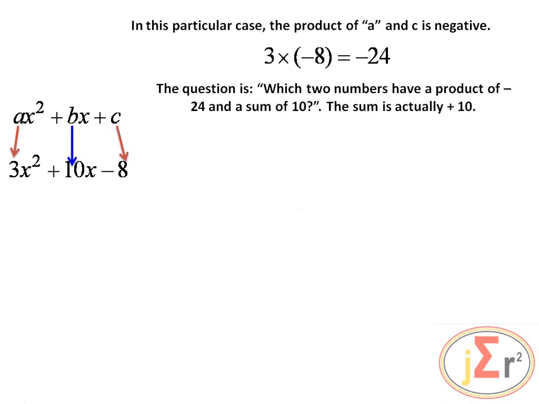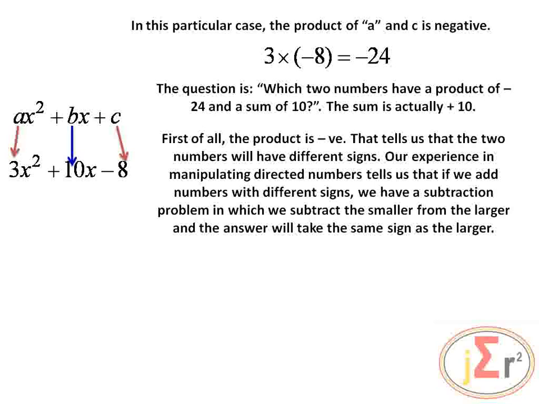The question is, which two numbers have a product of negative 24 and a sum of 10? The sum is actually positive 10. So they multiply to give a negative 24. When we add them, we get a positive 10. What are those two numbers?